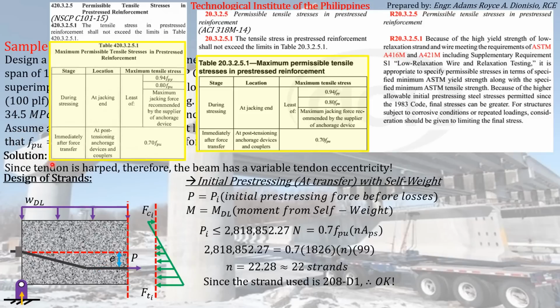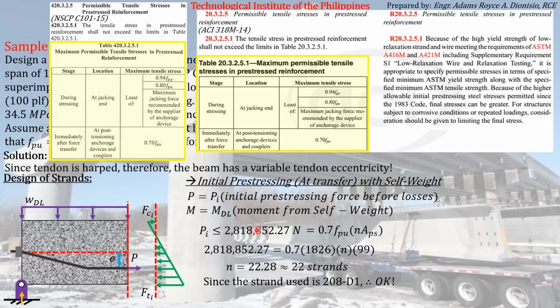So since we have assumed that 208-D1 is the strand pattern for the section that we have computed or derived a while ago, and that since we have seen that the maximum strands that we need to produce this maximum initial pre-stressing force is just equal to 22 strands, which is obviously greater than the actual strands on this particular strand pattern. Therefore, this strand pattern will obviously satisfy the requirement that the resulting initial pre-stress must be less than or equal to this value that we have computed here. Because obviously if you will substitute 20 here in place of N, the resulting initial pre-stressing force will be less than this, which is our goal.